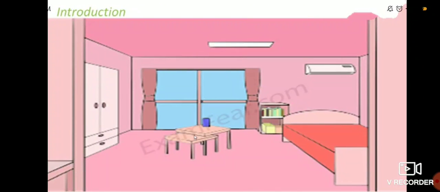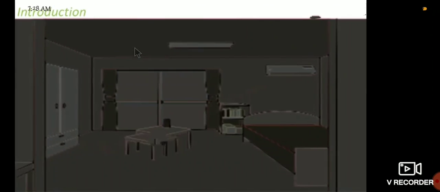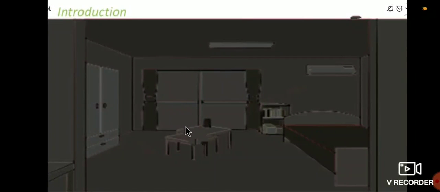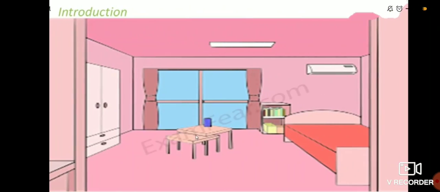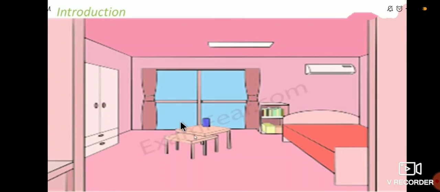First one is introduction. Dear students, I will show two pictures. What is the difference between those two? This is the first picture, and this one is the second. In the second picture, we are seeing the objects either in black color or in white color. But in this one, we are seeing objects with different colors.